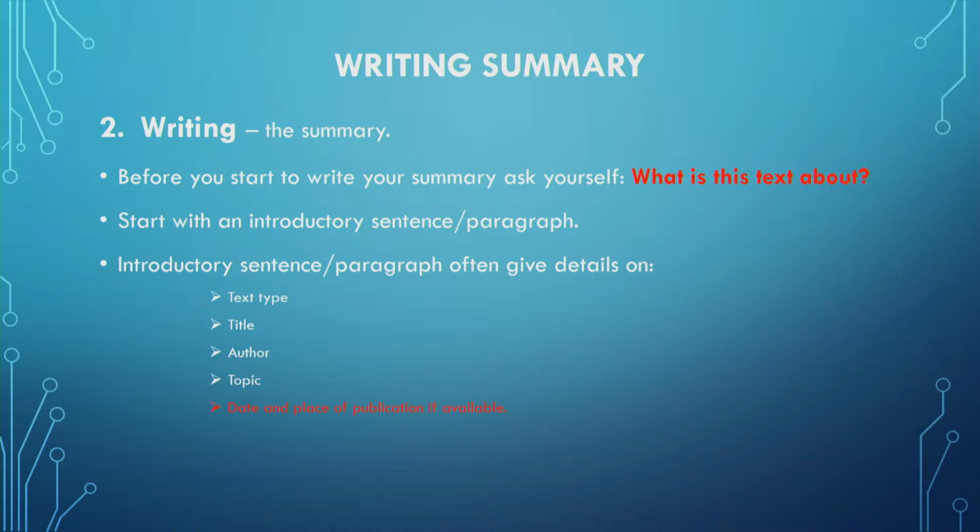Because if you cannot answer the question, what is the text about, and retell what the text is about, it means that you haven't fully comprehended the text yet. Now, once you've answered that question of what the text is about, you start with an introductory sentence, or it can be an introductory paragraph. You all know when we write, there's always an introduction followed by your body, and there's always a conclusion.